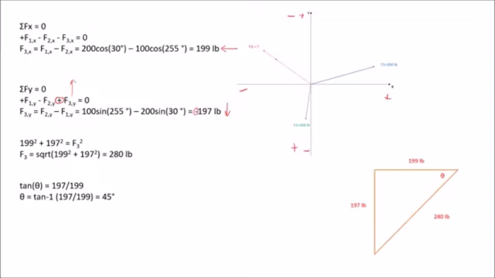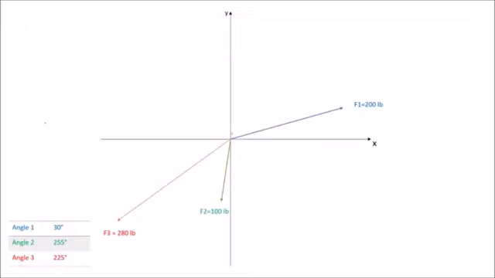So if we redraw our coordinate system now that we have F3 acting downward, it's going to look something like this. We have F1 of 200 pounds acting at 30 degrees. We have F2 of 100 pounds acting at 255, remember, from the positive x-axis. And finally, we have F3 of 280 pounds. And remember, we added that 180 to the 45, so we have an angle of 225 degrees from the positive x-axis. And now we can say that our point mass, or our body, is in equilibrium in both the x and y direction. So right now we're only looking at 2 dimensions, but you could essentially apply the same thing in 3 dimensions.